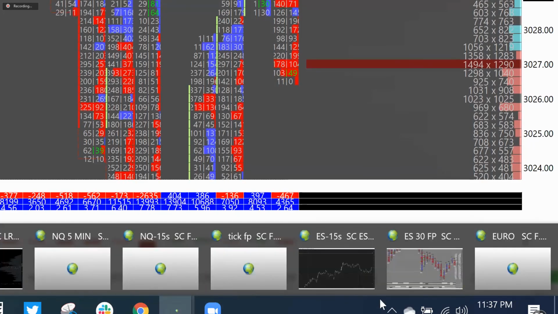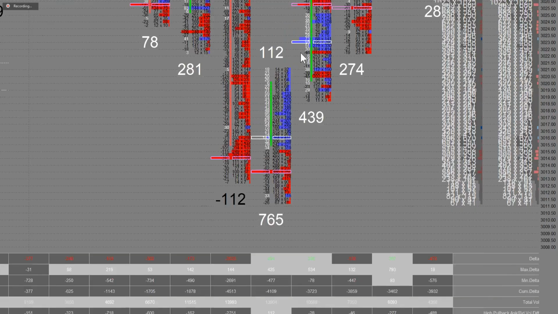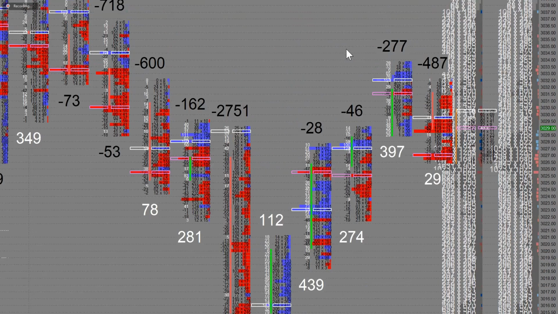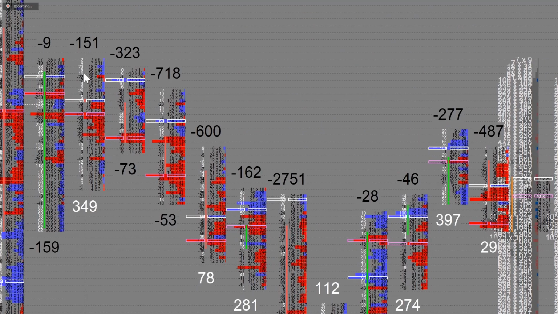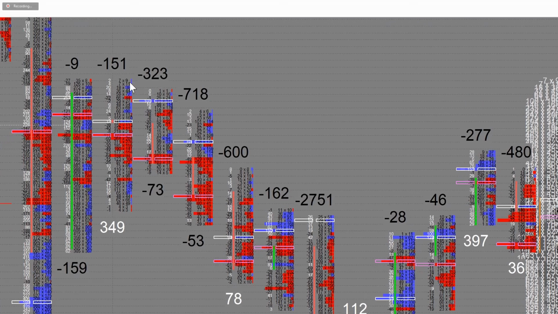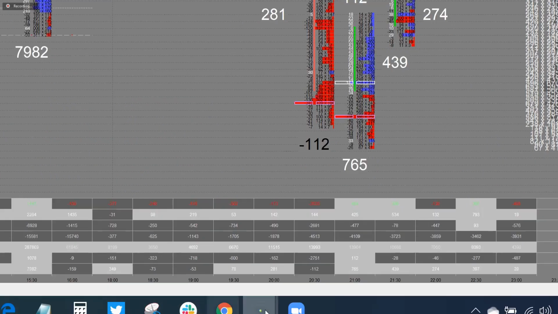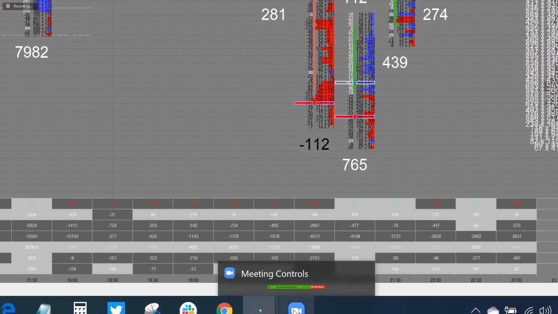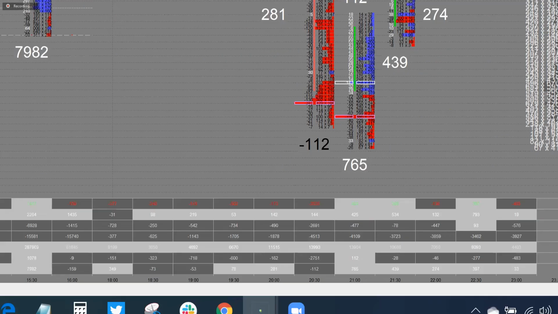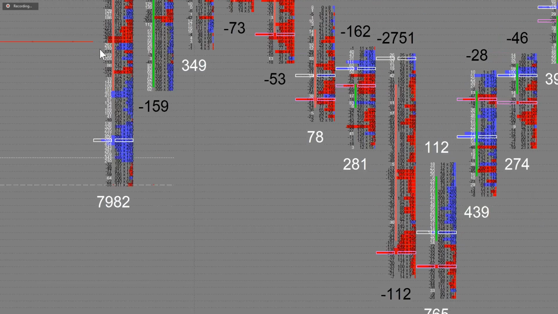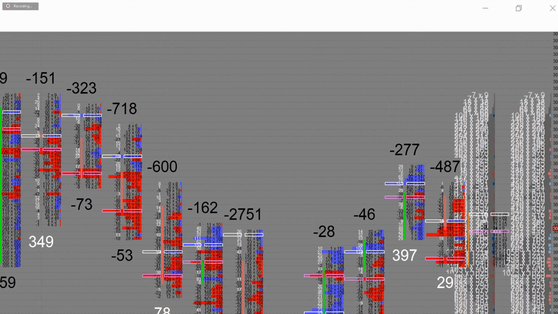So that's a 30 minute footprint, right? Let's make sure that's every 30 minutes. Yeah, it's a 30 minute footprint. I'll show you what those numbers mean. So if you go to the nearest candle, the last candle, let's just go to the last candle.